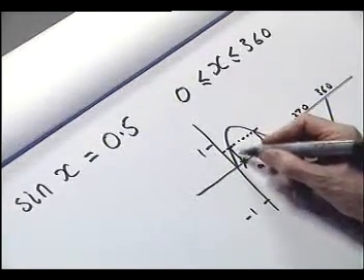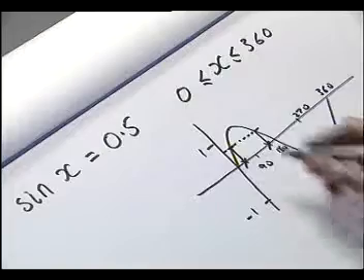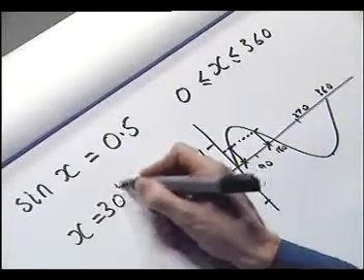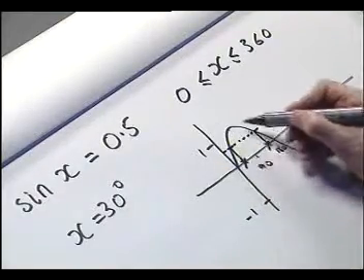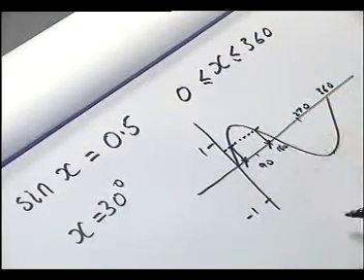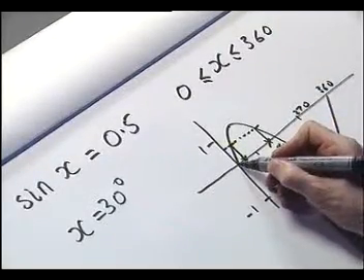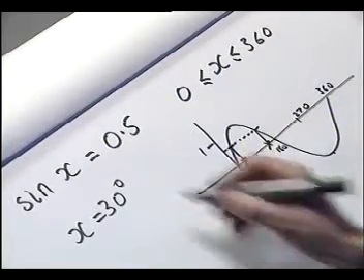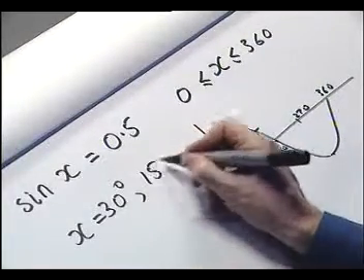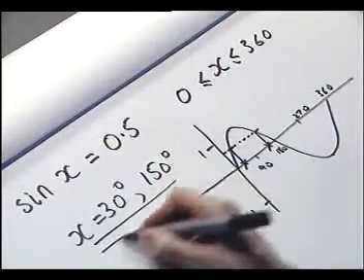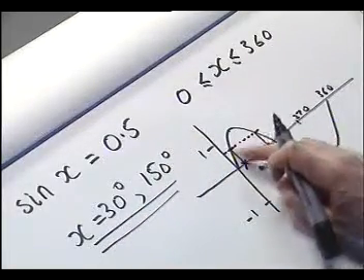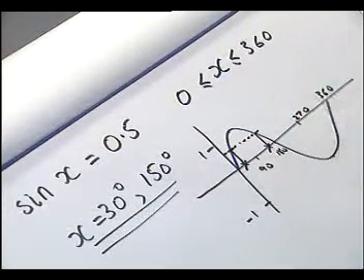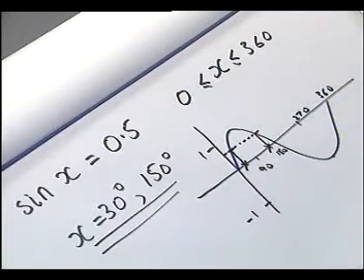We know the first one is 30 degrees because sine of 30 is a half. So our first angle is 30 degrees. This curve is symmetric. And so because we're 30 degrees in from there, this one's got to be 30 degrees back from there. And that would make it 150. There are no more answers because within this range, as we go along this line, it doesn't cross the curve at any other points.